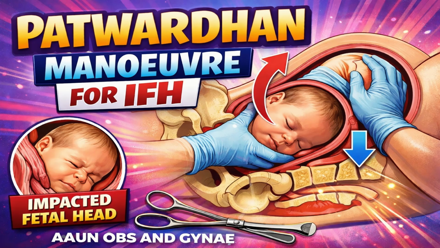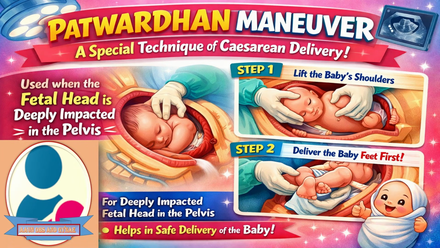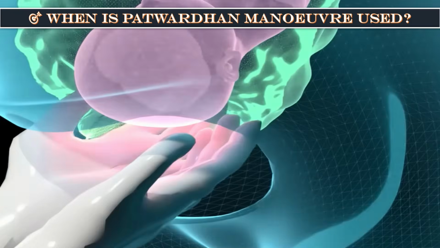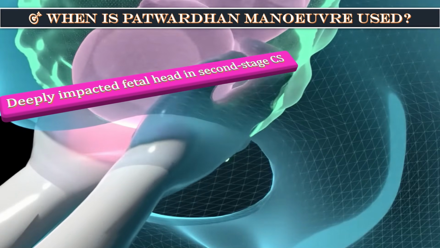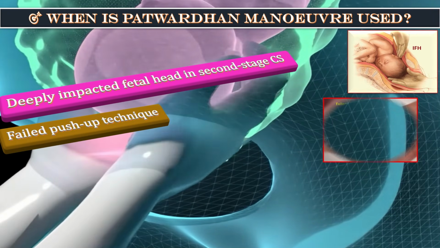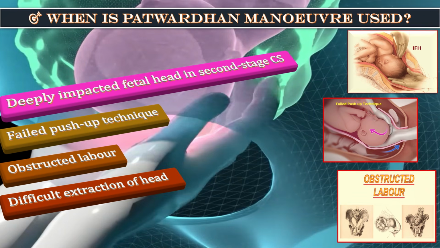On Obs and Gynae, today we will take you step by step through the Patwardhan maneuver for impacted fetal head. What is the Patwardhan maneuver? It is a special technique of cesarean delivery used when the fetal head is deeply impacted in the pelvis. When is the Patwardhan maneuver used? It is used in cases of deeply impacted fetal head in second stage cesarean section, in case of failed push-up technique, in case of obstructed labor, and when there is difficult extraction of the fetal head.